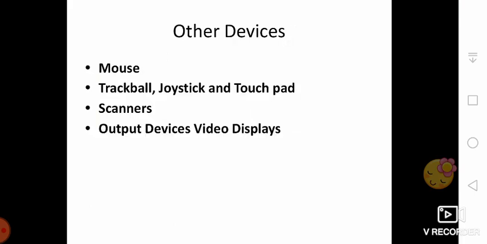Another input device is the mouse. A computer mouse is a handheld pointing device that detects two-dimensional motion relative to a surface. This motion is typically translated into the motion of the pointer on a display, which allows smooth control of the graphical user interface.